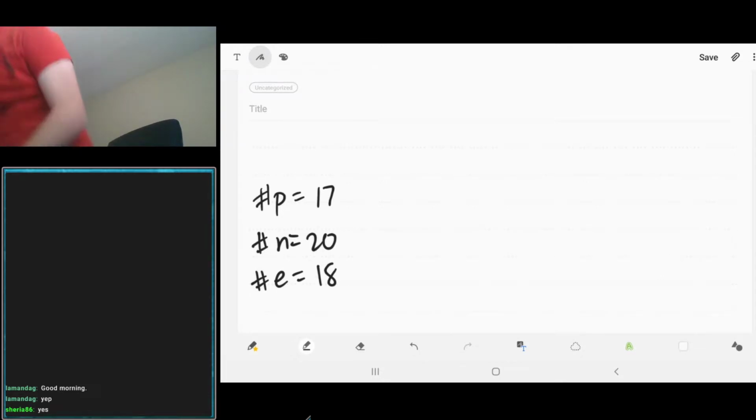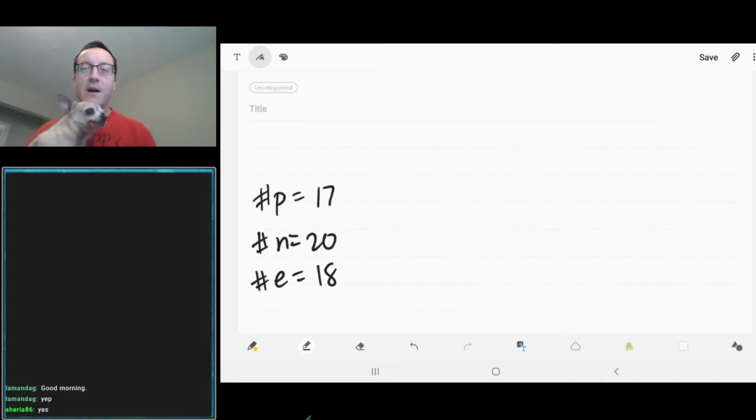I want you guys to come up with the symbol in AZE notation for this particular element, and we're going to do a second one here.